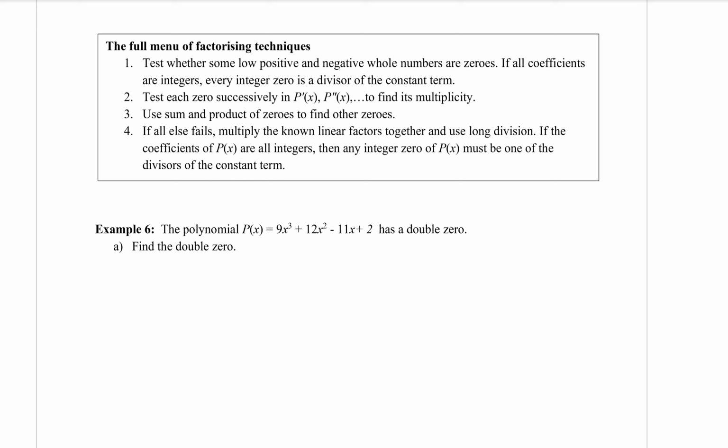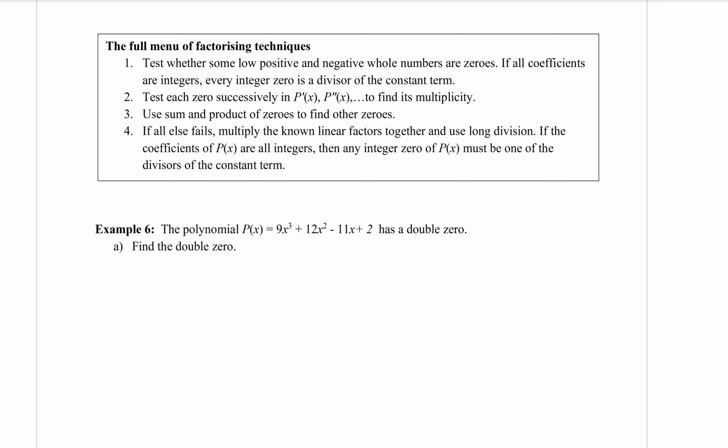First of all, number 1, test whether some low positive and negative whole numbers are zeros. If all coefficients are integers, every integer 0 is a divisor of the constant term at the end. Question 2, test each 0 using our derivatives to find the multiplicity. Part 3, use the sum and product of zeros to find their zeros, so we might have to find some extra ones in there. And part 4, if all else fails, multiply the known linear factors together, use long division if the coefficients of p of x are all integers. Then any integer 0 p of x must be one of the divisors of the constant term.